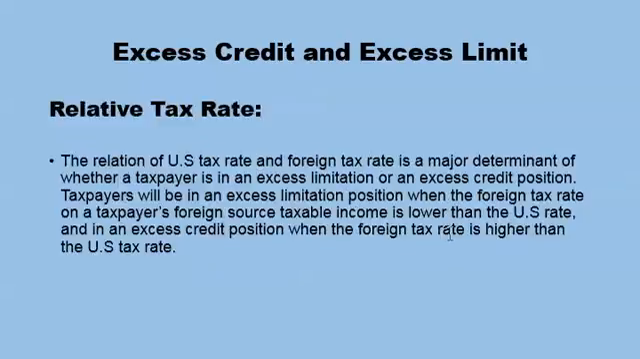Relative tax rate. The relation of US tax rate and foreign tax rate is a major determinant of whether a taxpayer is in excess limitation or an excess credit position. Taxpayers will be in an excess limitation position when the foreign tax rate on a taxpayer's foreign source taxable income is lower than the US tax rate, and in an excess credit position when the foreign tax rate is higher than the US tax rate.